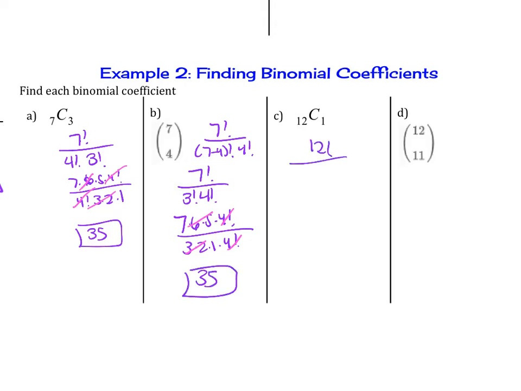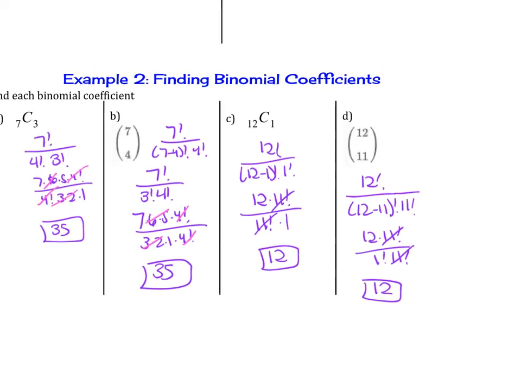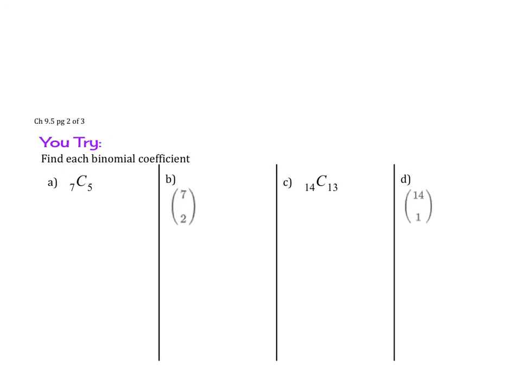And then 12 choose 1. So 12 factorial over (12 minus 1) factorial times 1 factorial. That's 12 times 11 factorial over 11 factorial, and then times 1. We find that the answer is 12. Here we have 12 factorial over (12 minus 11) factorial times 11 factorial. We get 12 times 11 factorial over 1 factorial times 11 factorial, and we notice we get the same thing here. So just notice the relationship with the numbers that are chosen. So go ahead and try these 4 examples here.